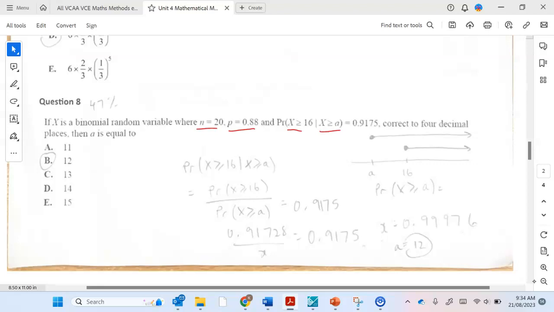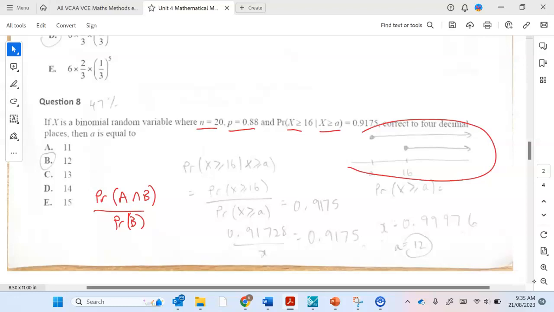All right, so just like we did before, we work out, first of all, what they've got in common. So remember, your conditional probability is A and B, what they have in common, over the probability of B. So I've drawn this number line just to see what they have in common. So you can see that what they have in common is the probability that x is greater than or equal to 16, over the probability that x is greater than or equal to a.